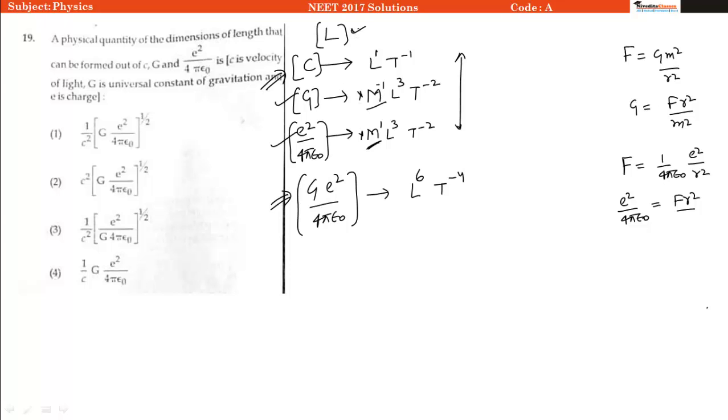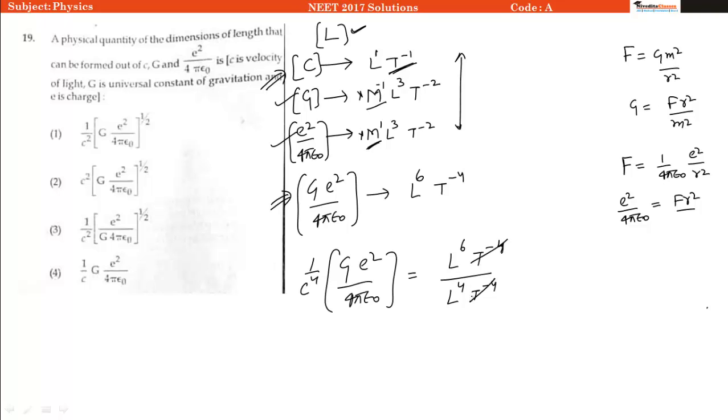Now let's take this as a single quantity, and with this c we have to create only L, or we can say that we have to eliminate T. How can we eliminate T? G e squared divided by 4 pi epsilon naught has the dimensions of L^6 T^-4. If I divide it by c raised to power 4, which is L^4 T^-4, here T^-4 gets cancelled out and we are left with L squared. But we need only L, so we have to take the square root here. So this root will be equal to L.